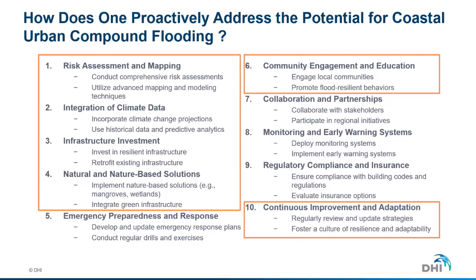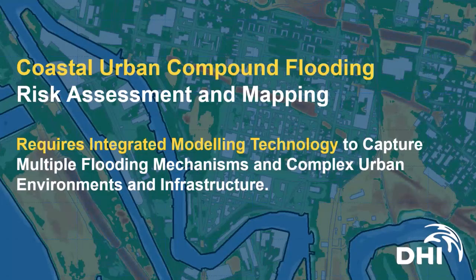Ultimately, this has to lead to improving our adaptation to these types of events, whether through infrastructure, through policy, or through emergency management and other areas where improvements will have to be made. So going back to the mapping component, which is one of these cornerstones upon which decisions can be made and planning can be done, when we're thinking about compound flooding, this really does require an integrated modeling technology to capture these multiple and varying flooding mechanisms in complex urban landscapes and environments. And that's really going to be the focus today, is how to address that.